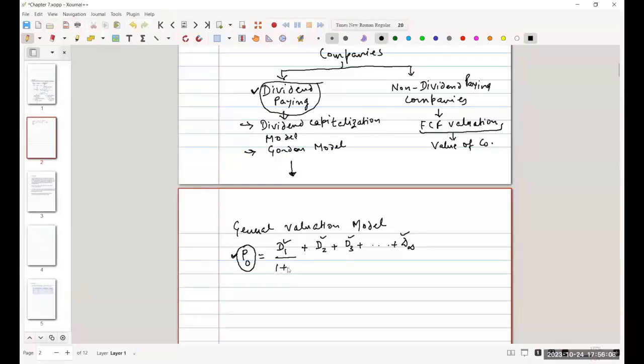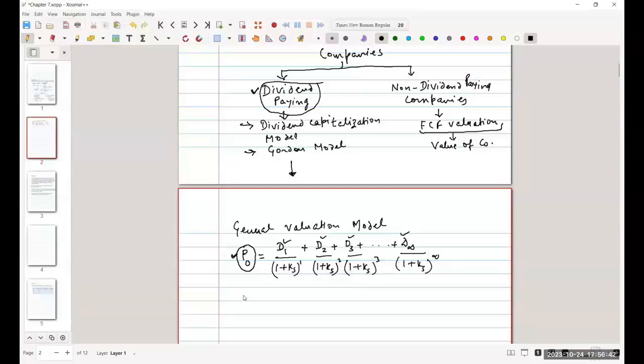I think in your chapter, they use KS as the discount rate. They write it as KS. Since this is the first period raised to the first power, then this is the second period raised to the second power, and so on. But there's no semblance of any capital gain being accommodated in this equation.